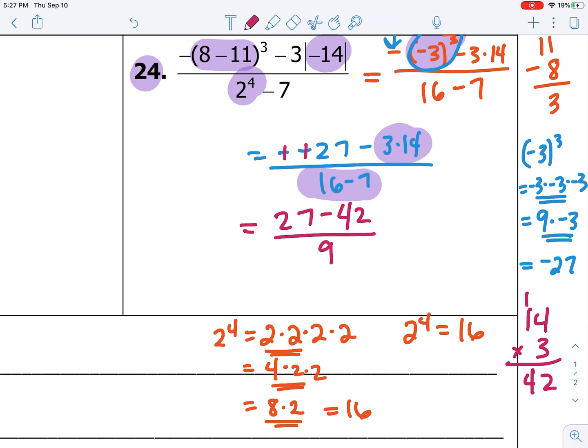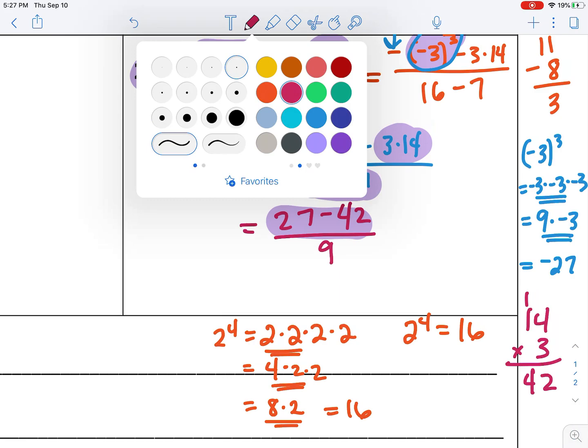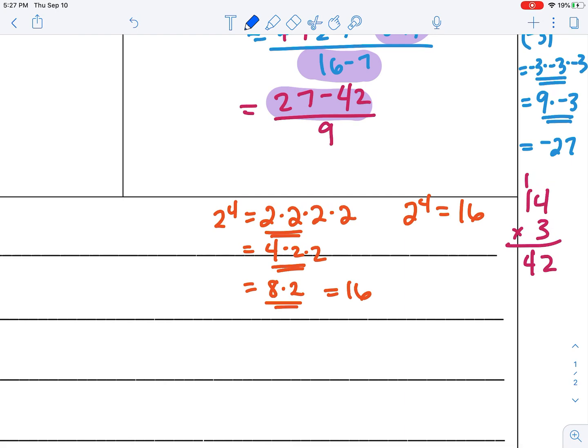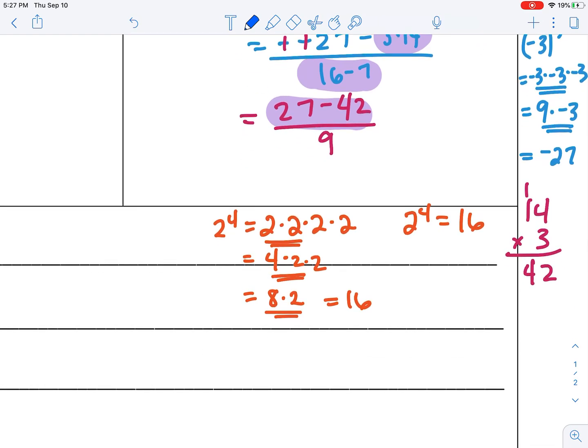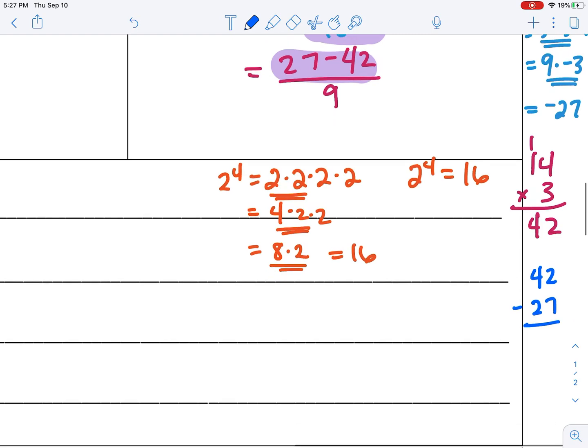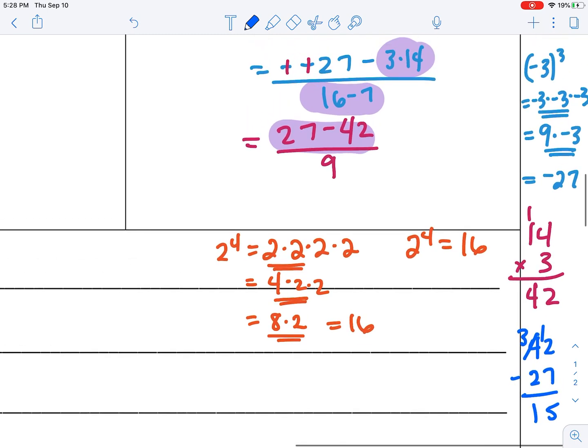16 minus 7 is 9. Now, 27 minus 42. So the signs are different. I have a positive 27 and a negative 42. When the signs are different, we have to subtract. I always put the bigger number on the top. So I have to borrow. 12 minus 7 is 5. 3 minus 2 is 1. What kind of 15 is this? Well, the 42 is the bigger number. The 42 is negative, so this is going to be a negative 15 over 9.